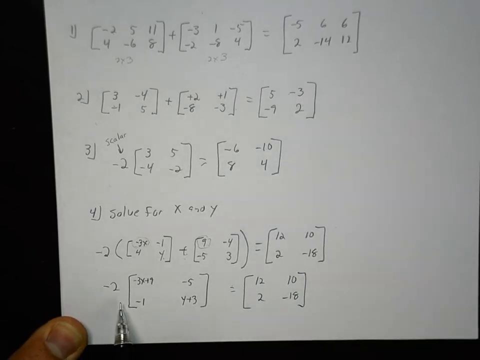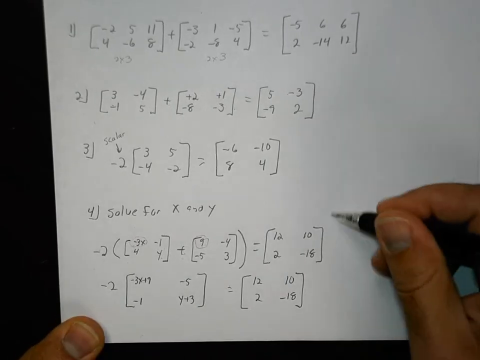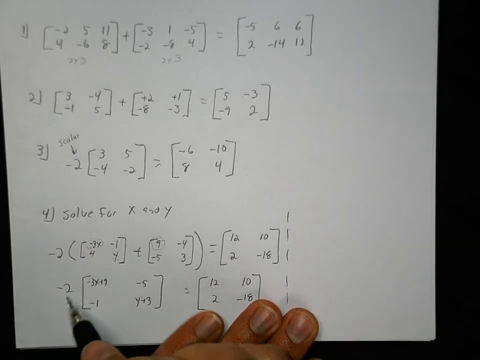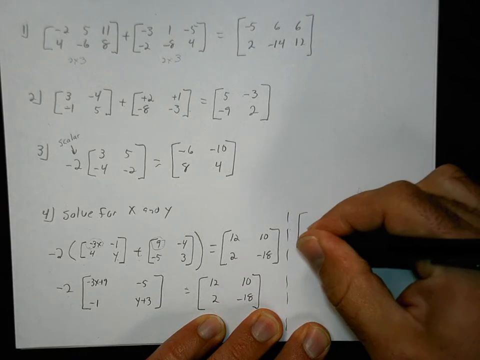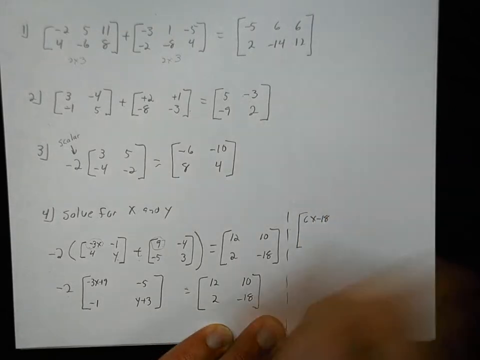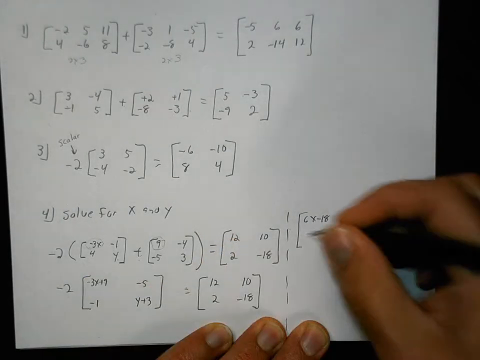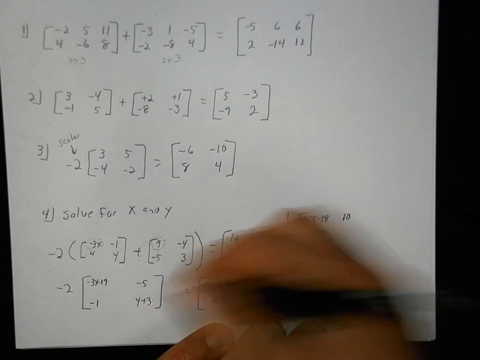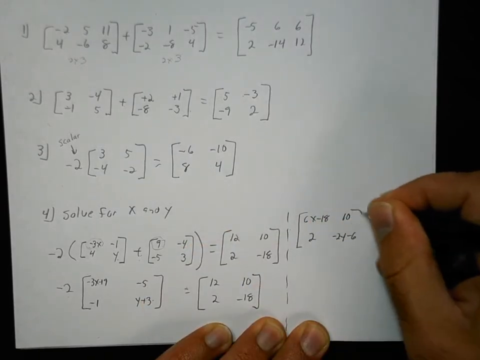Okay, finally I'm going to multiply by the scalar here. Running out of room on my paper, so I'm just going to write it over here. So negative 2 times this is the distributive property. So that's going to give me 6x minus 18. Negative 2 times negative 5. Negative 2 times 1. Negative 2 times this is going to give me negative 2y minus 6.